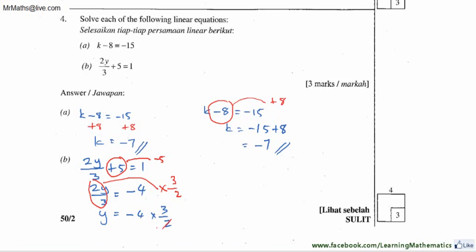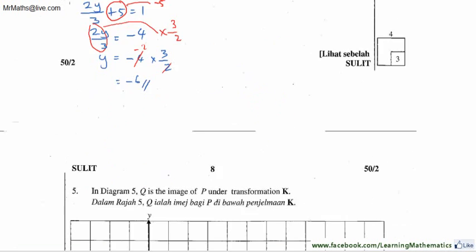And then we can resolve this. This becomes minus 2. Minus 2 times 3 is minus 6. That's the answer for y. Next question, number 5.